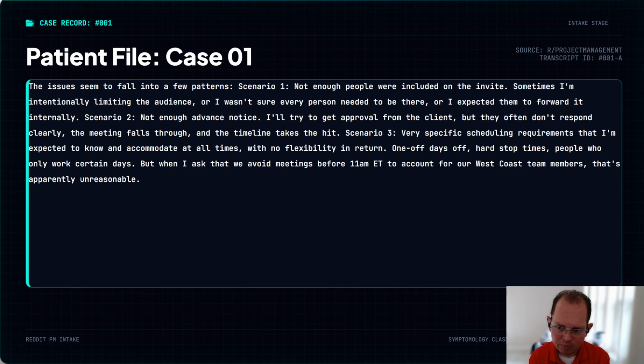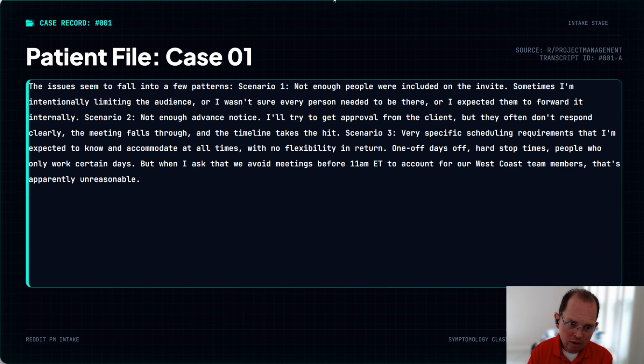Scenario 3, very specific scheduling requirements that I'm expected to know and accommodate at all times, with no flexibility in return. One-off days off, hard stop times, people who only work certain days. But when I ask that we avoid meetings before 11 a.m. Eastern to account for our West Coast team members, that's apparently unreasonable.